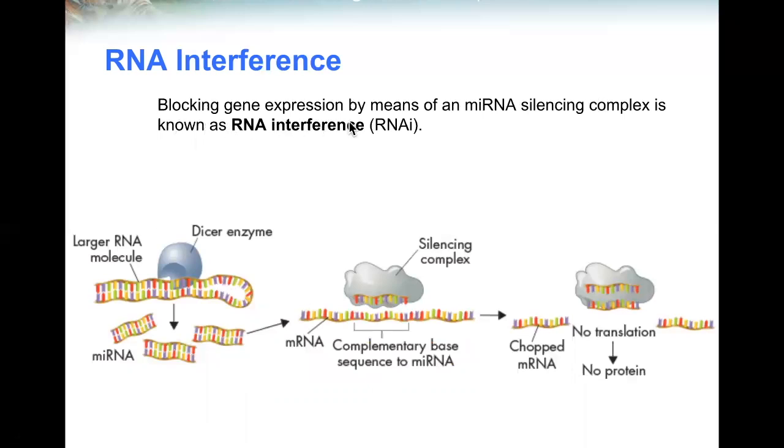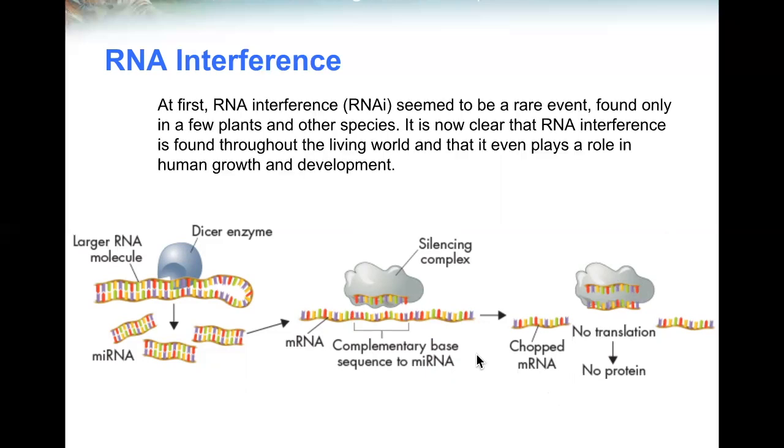Blocking gene expression by means of miRNA silencing complex is known as RNA interference, RNAi. So no translation is RNAi. At first, RNA interference seems to be a rare event found only in a few plants and other species. It is now clear that RNA interference is found throughout the living world and that it even plays a role in human growth and development.